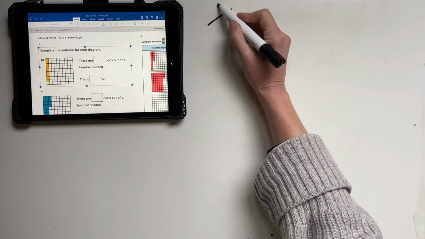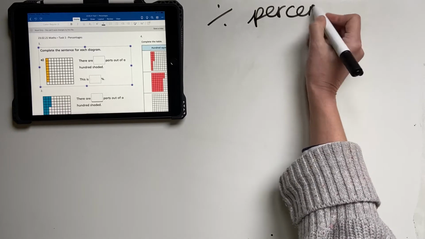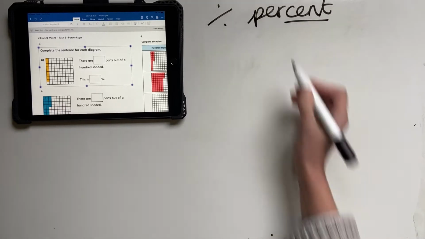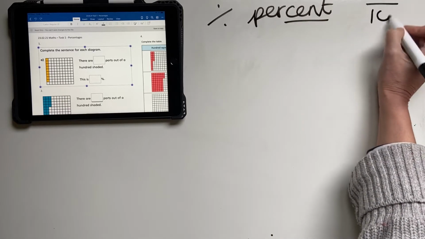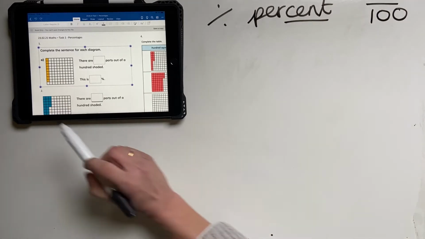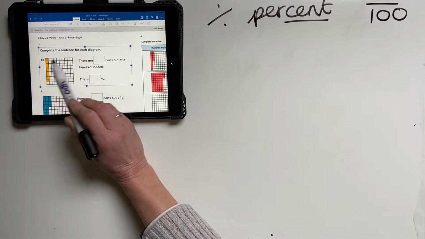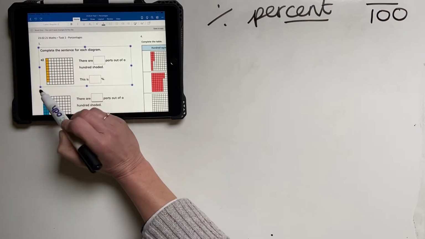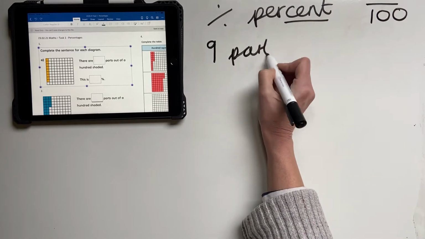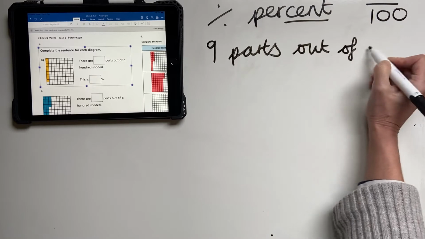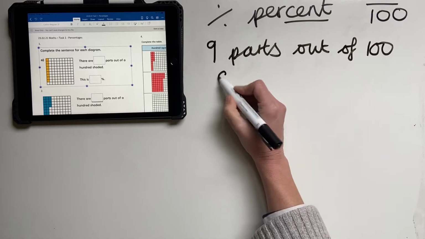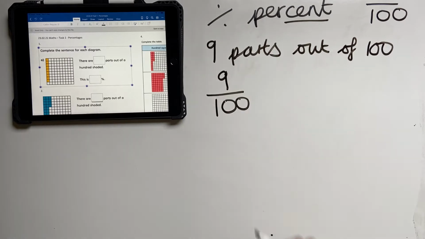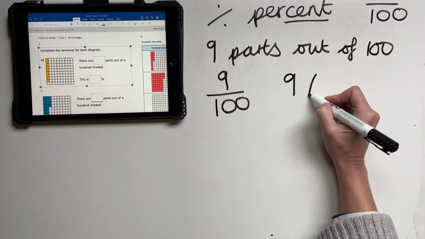So percent, cent means 100. So it's per 100 or out of 100. So here, how many parts out of 100 is shaded? You will see that 9 parts out of 100 is shaded. So 9 out of 100 or 9 hundredths is shaded. So if there's 9 hundredths shaded, the percentage that is shaded is 9%.